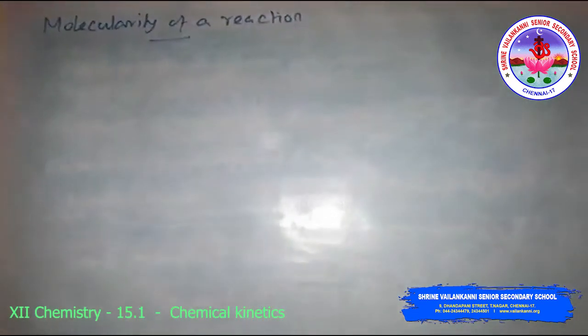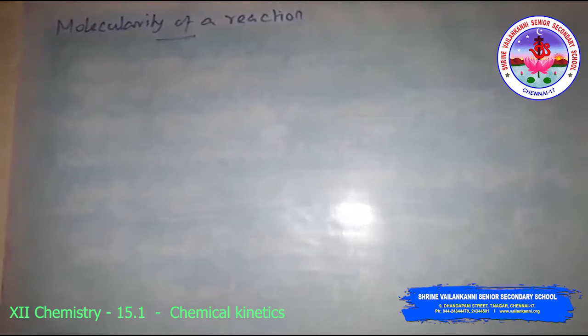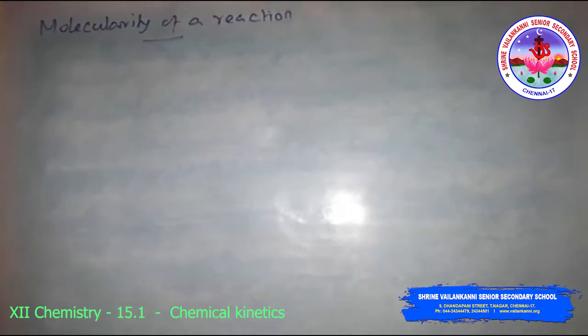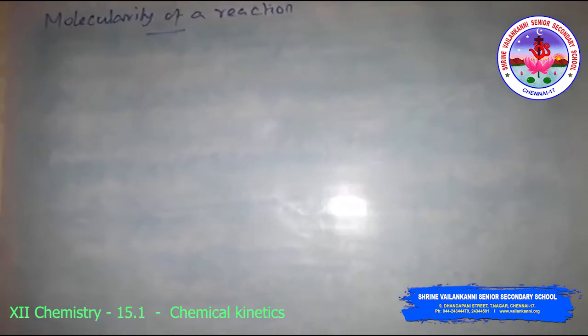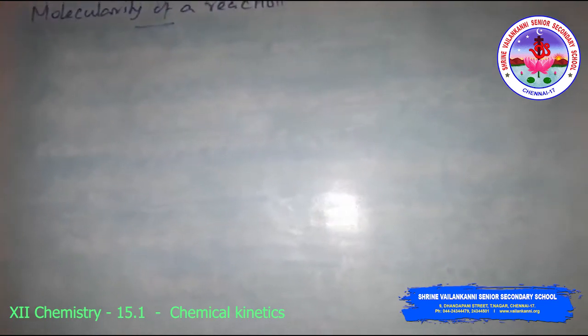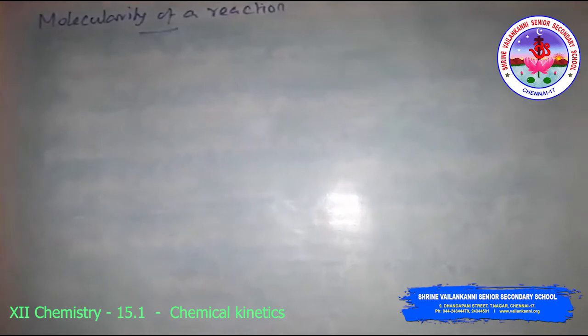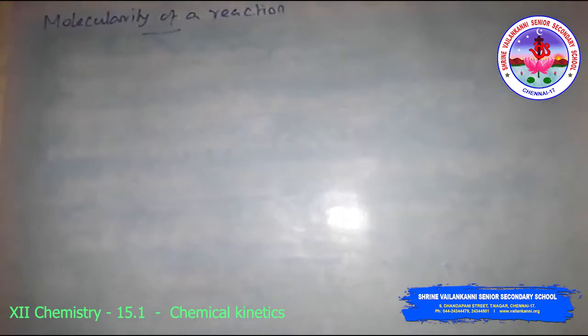Molecularity of a reaction. See here, the molecularity helps in understanding the mechanism. That is the number of reacting species like atoms, ions or molecules taking part in an elementary reaction which must collide simultaneously in order to bring about a chemical reaction is called molecularity of the reaction. So the reaction can be unimolecular when one reacting species is involved.